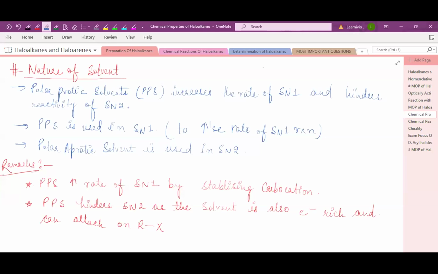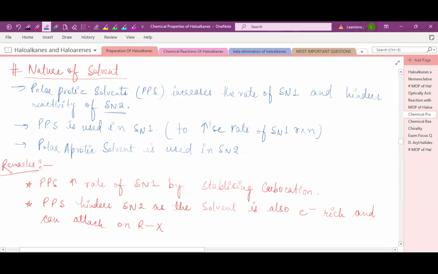So polar protic solvents. Hydrogen should be present, protons should be present, and it should be polar. Those types of solvents which are polar and have protons are known as polar protic solvents. Due to the polar protic solvent, it increases the rate of nucleophilic SN1 reaction and hinders the reactivity of SN2 reaction. Okay, you should remember this.